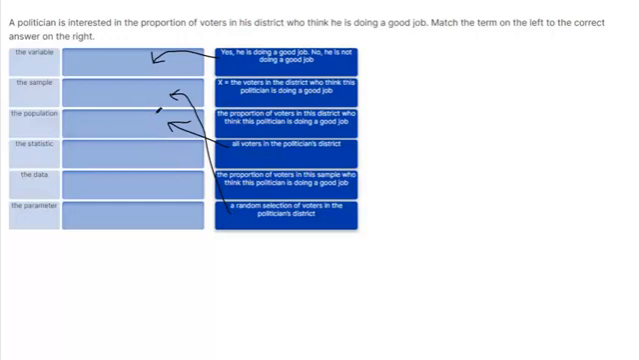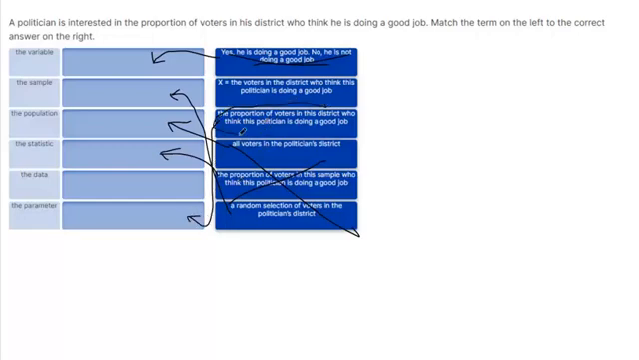Let's see. So he's trying to estimate the proportion of voters who think he's doing a good job. So that's the statistic he's really interested in gathering. That's that one number he's looking at calculating the answer for. What haven't we used? We've used these. So on the last one, the data. Yeah, so here's a good distinction between statistic and the parameter.